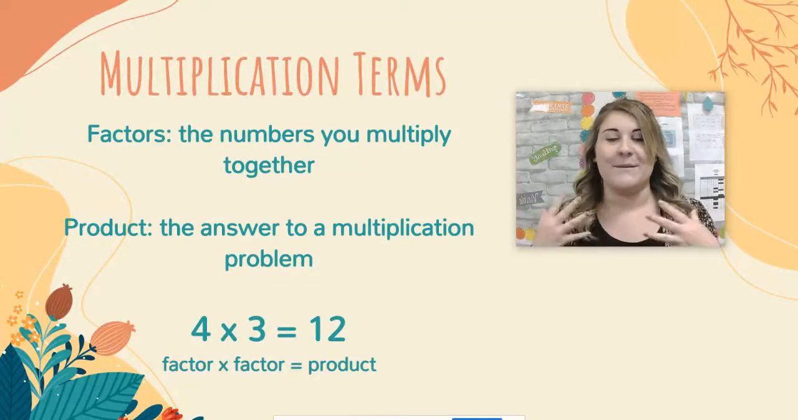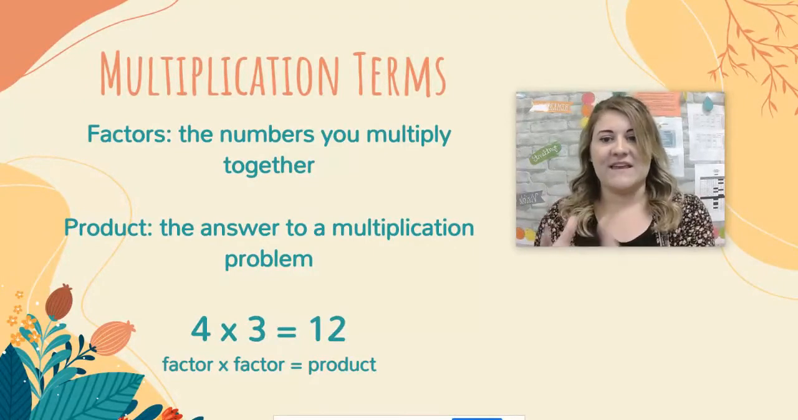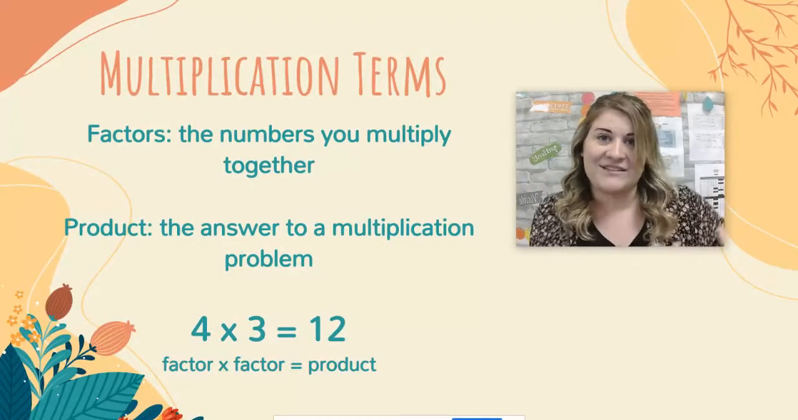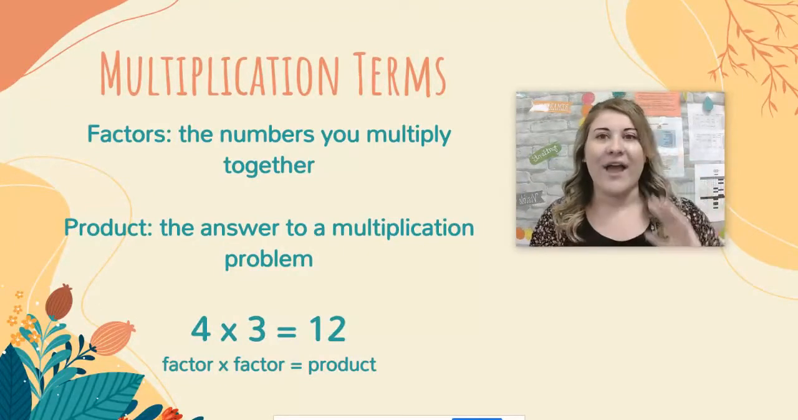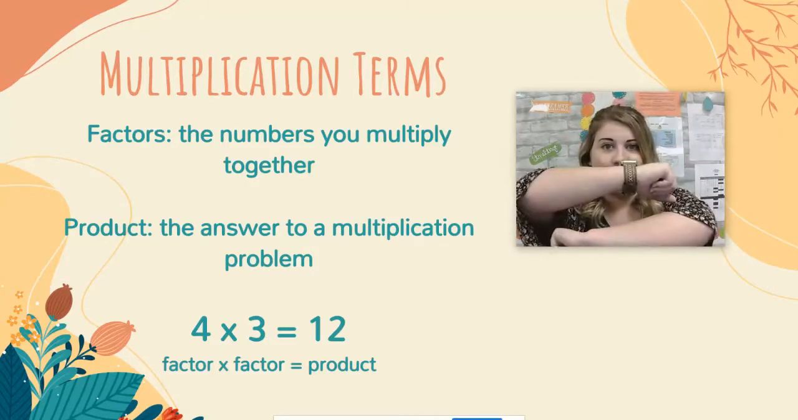It's like if you were to make something, it's called a product, okay? It's what you produce. This is what we're producing. When we multiply 2 numbers together, we produce an answer. It's called a product. So go ahead and say it with me. A factor times a factor equals a product.